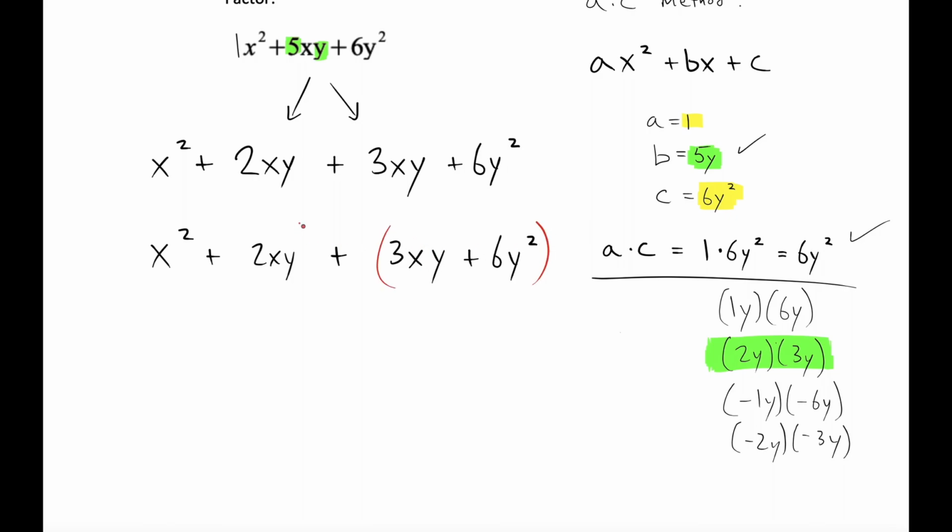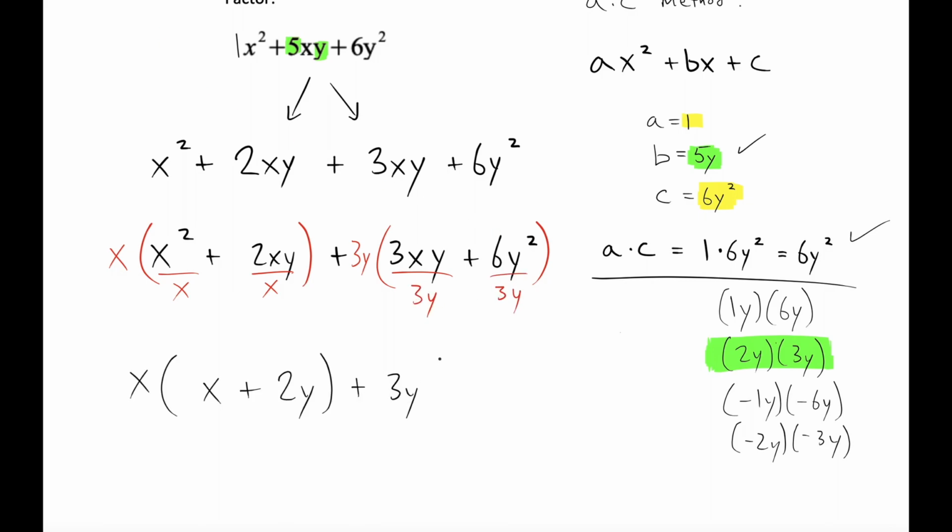So group this guy and that guy. And then we'd factor out what we can. So here, they share x. So pull the x out front and divide by x. These guys would share a 3y, it looks like. So pull that out front and then divide by 3y. x plus 2y. There we go.